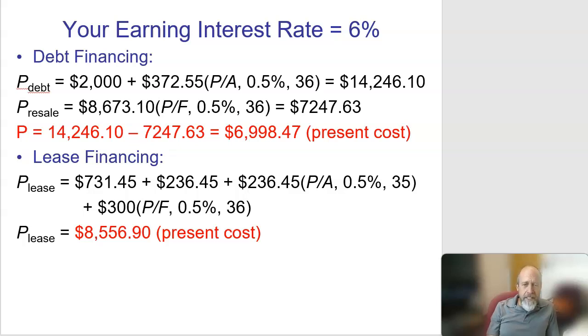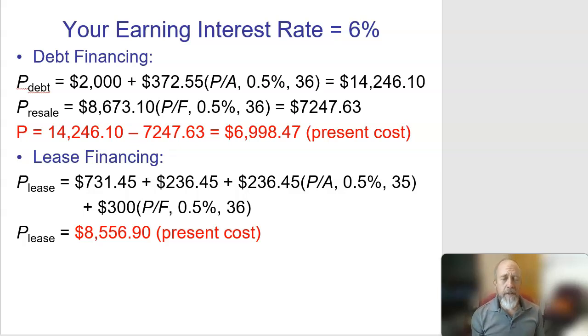So what it looks like is that, apples to apples, at the end of the lease you don't have a car, but if you had purchased the car, you could have the option of selling it, and you have a much lower present cost. So the present cost of that vehicle is less. So it turns out that in this case, the debt financing is a better option. That is one way of looking at a comparative analysis of these two, just seeing what that present cost is.